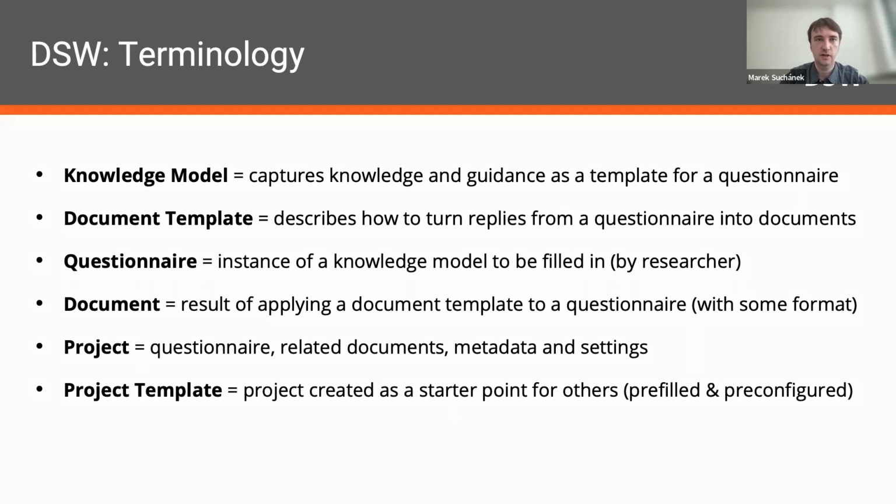And then we have questionnaires. The questionnaires are, as I already mentioned a bit, instances of a knowledge model. So in the knowledge model, you specify what the chapters are, what the questions are, and then a researcher creates a questionnaire based on that knowledge model and fills in the replies. When the researcher is ready with the questionnaire, they can produce a document, which is a result of applying the document template to the questionnaire, basically a transformation from the replies to some document, to some file. We call a questionnaire together with associated documents a project.